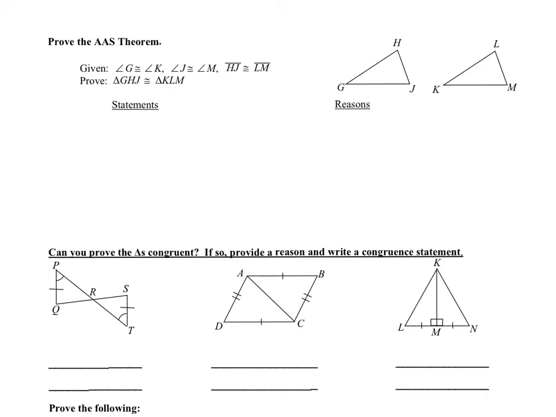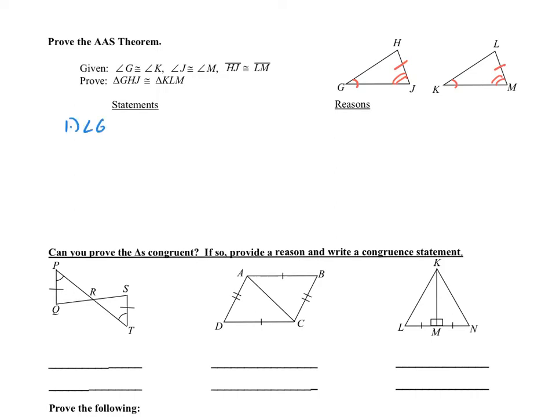So what we're given is two pairs of angles. Let's go ahead and mark those. We're given angle G congruent to angle K and angle J congruent to angle M. And then we're also told that segment HJ is congruent to LM. So let's go ahead and mark those congruent. So we're assuming that we have two angles and a non-included side of one triangle congruent to two angles and a non-included side of another triangle. To get those triangles congruent, we just need to get one more pair of parts congruent that we'll talk about in just a minute. So let's go ahead and start with our given.